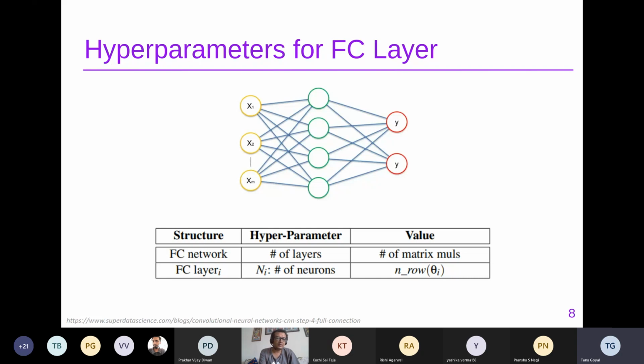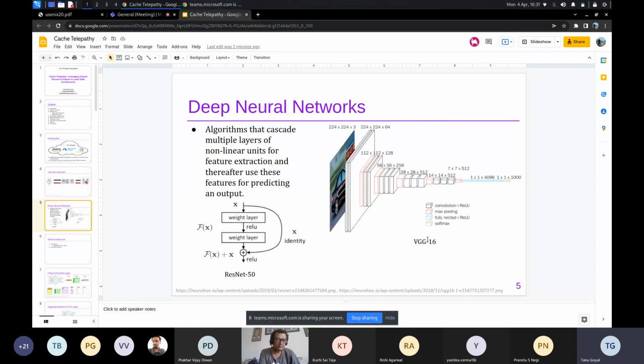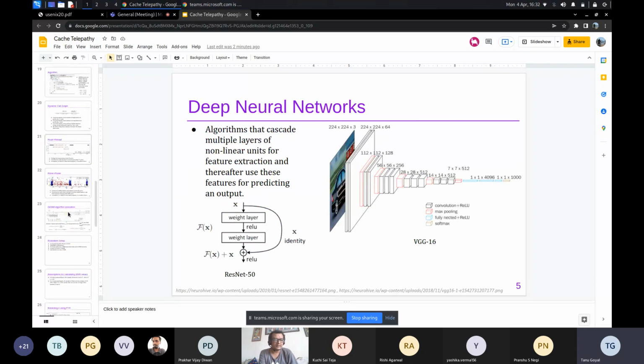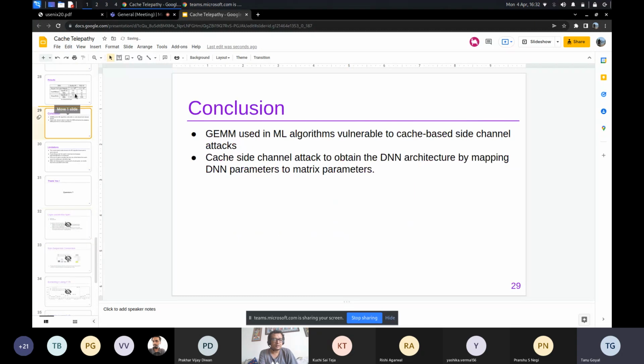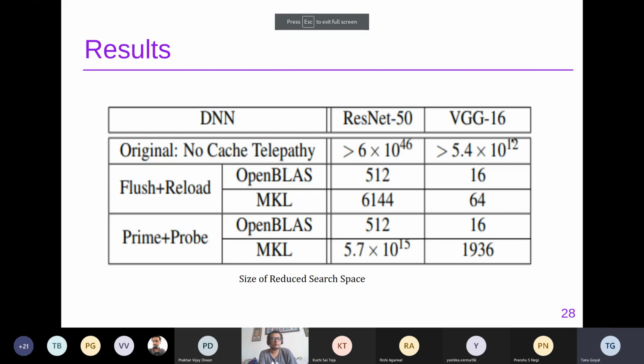Any comment on the actual number of layers in these networks? Yes, sir. The values here, VGG 16 and ResNet 50, indicate the number of layers. So for 16 layers, you have this large search space that you had on the slide? Yes, sir. It was a huge number: 5 into 10 power 12 for VGG 16, compared to 50 layers, which has 10 power 46. Yeah, that explains it.